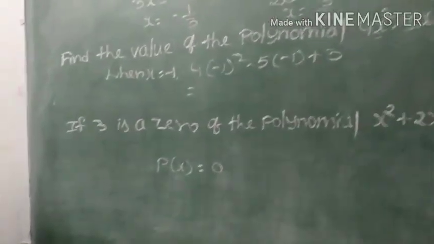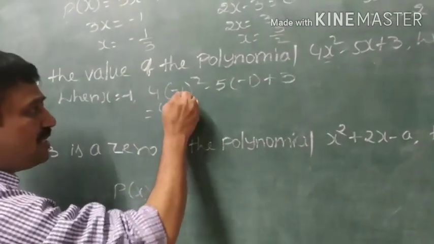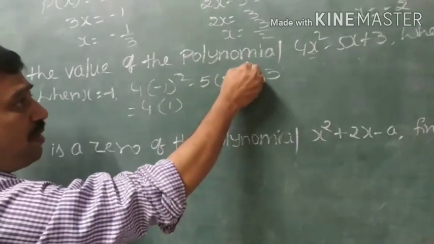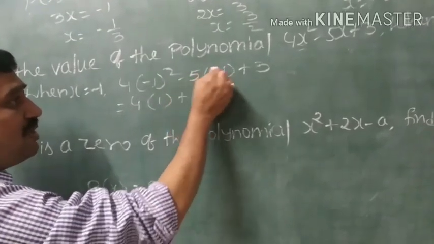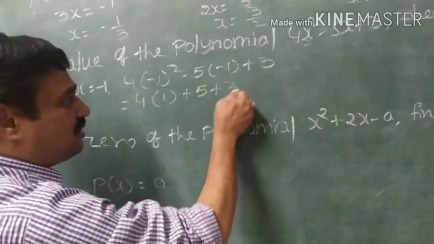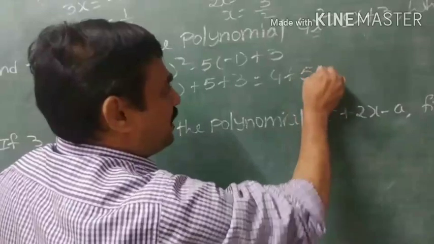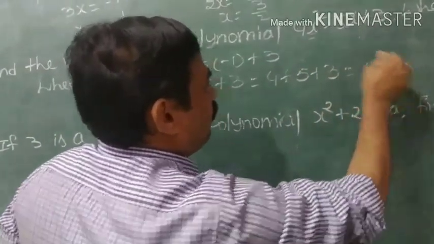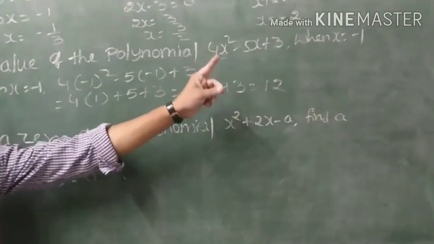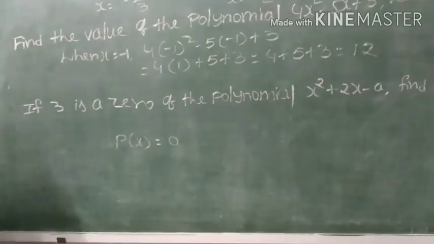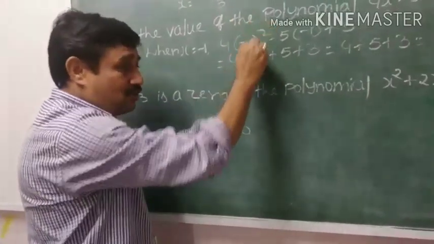Whenever the power is an even number, then this minus becomes plus. So 4 into (minus 1) square is nothing but 4 into 1. Now here there is no power, so directly we can multiply like this. Minus into minus is plus, 5 into 1 is 5, plus 3. Now 4 into 1 is 4. 4 plus 5 plus 3 is nothing but 12. That is the value of the polynomial 4x square minus 5x plus 3 when x equal to minus 1. If they give any other number in place of x, then we have to substitute like this only.